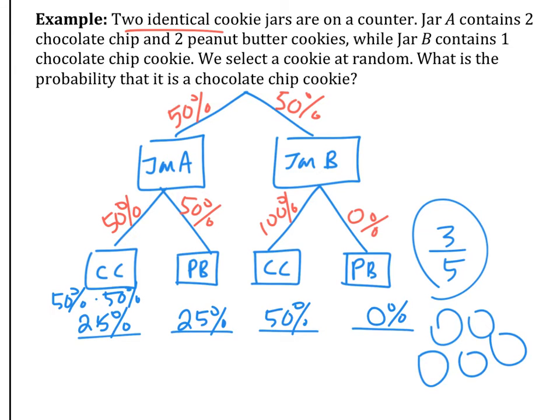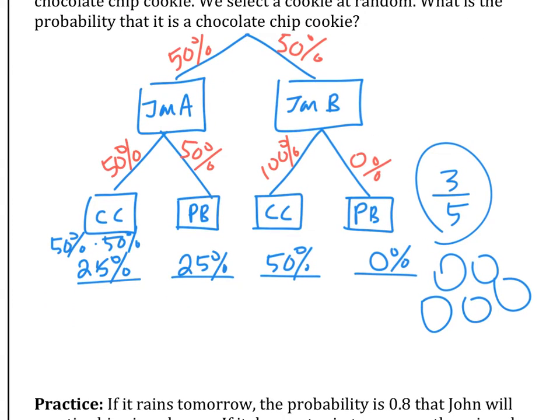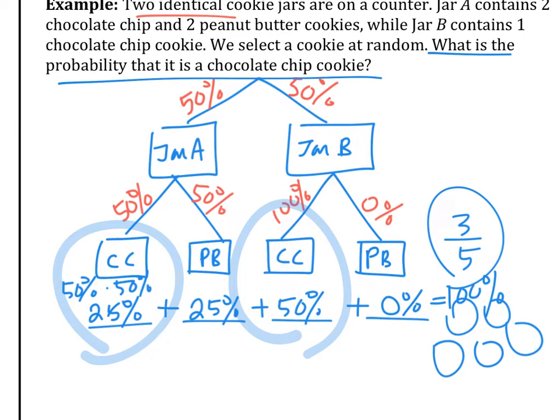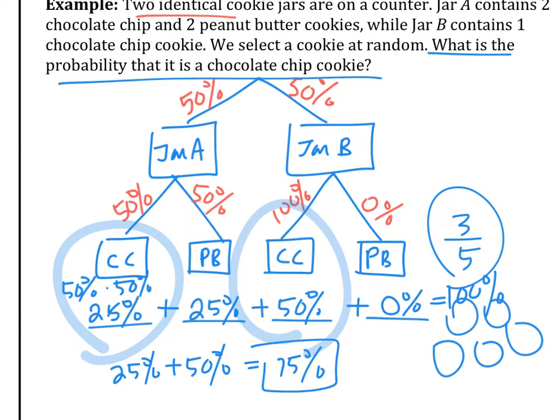All right, now notice this is all the probabilities in your sample space. So if you add all this up, you have to get 100%. Okay, so now let's go ahead and look at the question again. What is the probability that it is a chocolate chip? Well, look at all the probability that you actually get chocolate chip. 25% and 50%. So that is 25% plus 50%. So there is actually a 75% chance that you will get a chocolate chip.